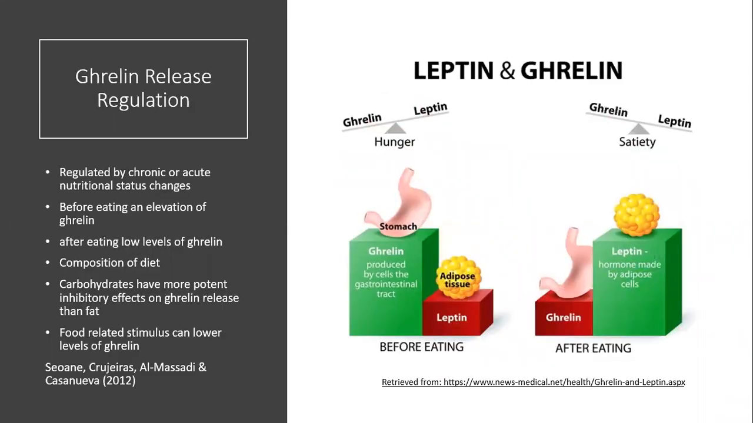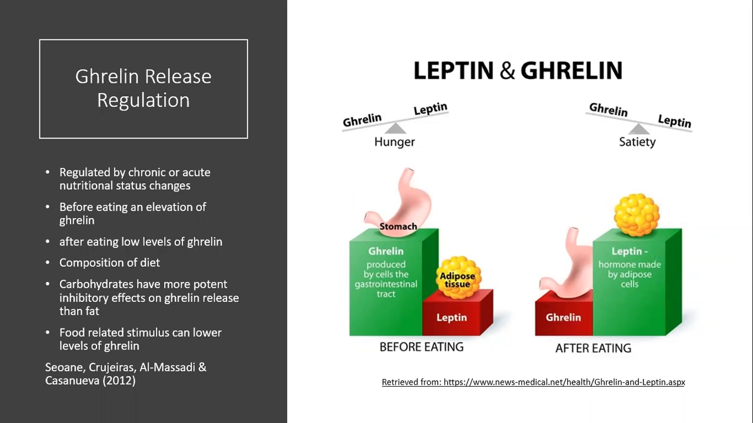Ghrelin is regulated by chronic or acute nutritional status changes. During food restriction conditions, an elevation in plasma ghrelin level is observed. Conversely, during a fed state, low levels of the ghrelin hormone are found. This strongly suggests that ghrelin plays a physiological role in hunger and meal initiation.